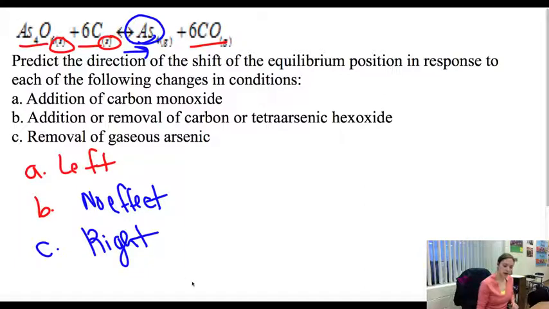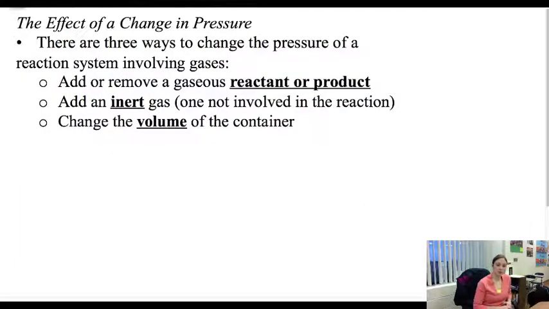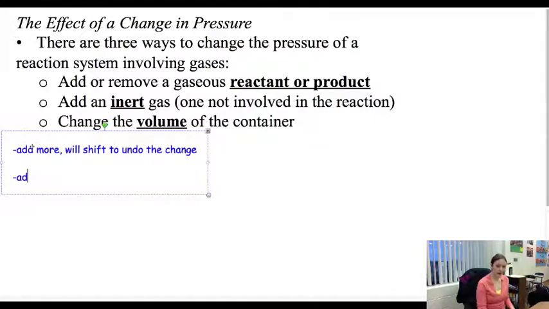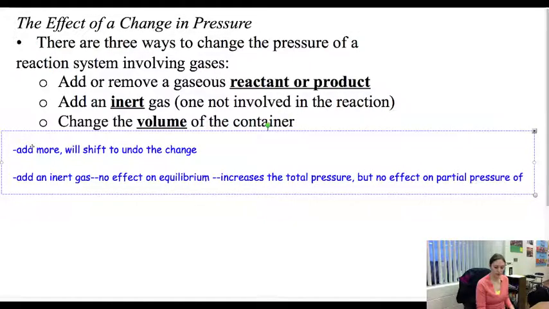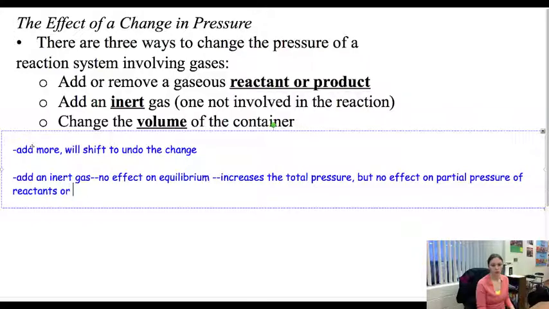All right, effect of a change in pressure. There are three ways to change the pressure of a reaction system involving gases. You can add or remove gases, reactant or product. That's what we talked about. We can add an inert gas, which is one not involved in the reaction, or we can change the volume of the container. So if you add more again, it's going to shift to undo that change. Okay, if you add an inert gas, no effect on equilibrium. It increases the total pressure, but no effect on partial pressures of reactants or products.